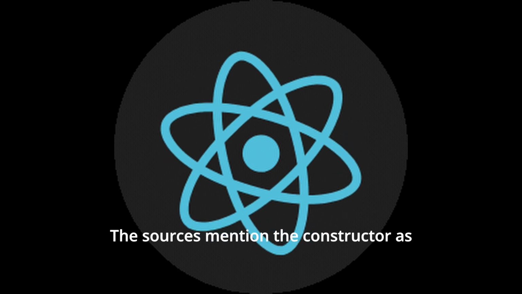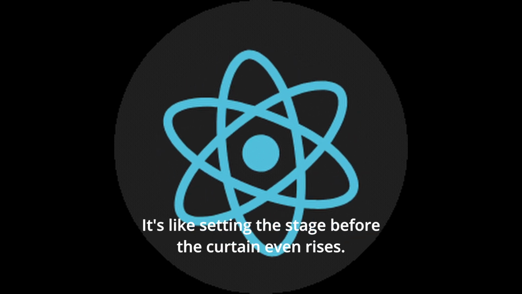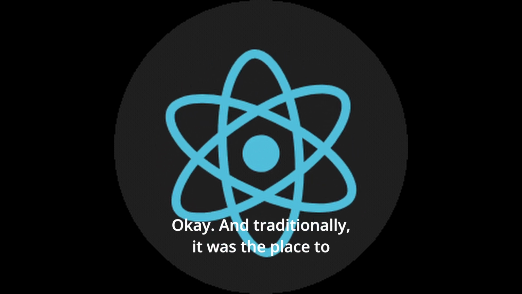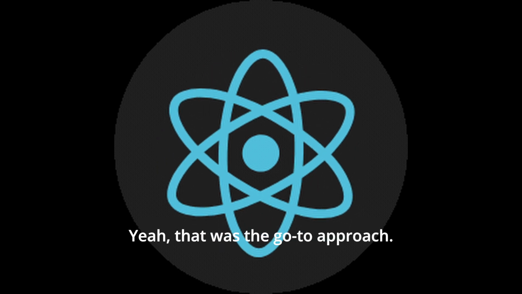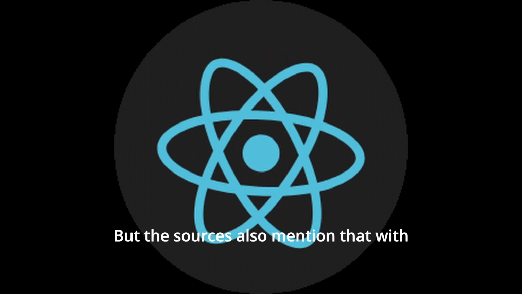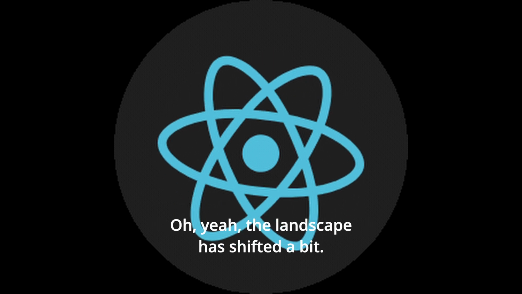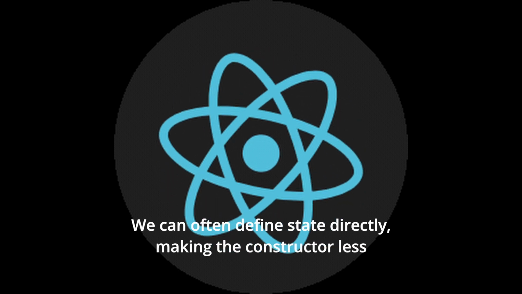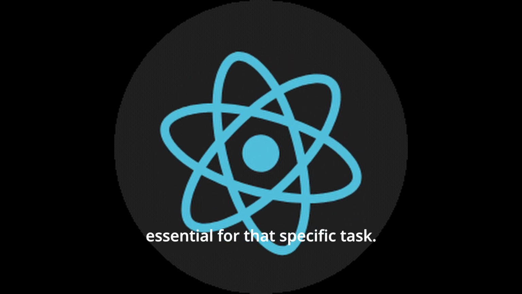The sources mention the constructor as the first lifecycle method we encounter. It's like setting the stage before the curtain even rises. Okay, and traditionally it was the place to initialize a component's state and bind event handlers. Yeah, that was the go-to approach. But the sources also mention that with modern JavaScript and things like class fields, the landscape has shifted a bit. We can often define state directly, making the constructor less essential for that specific task.